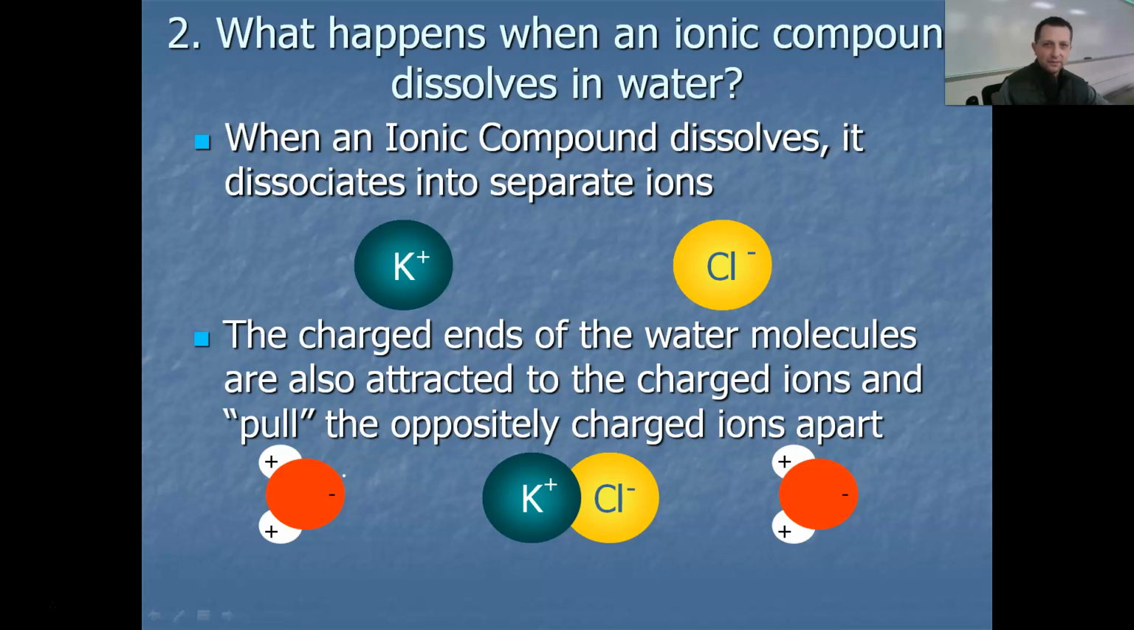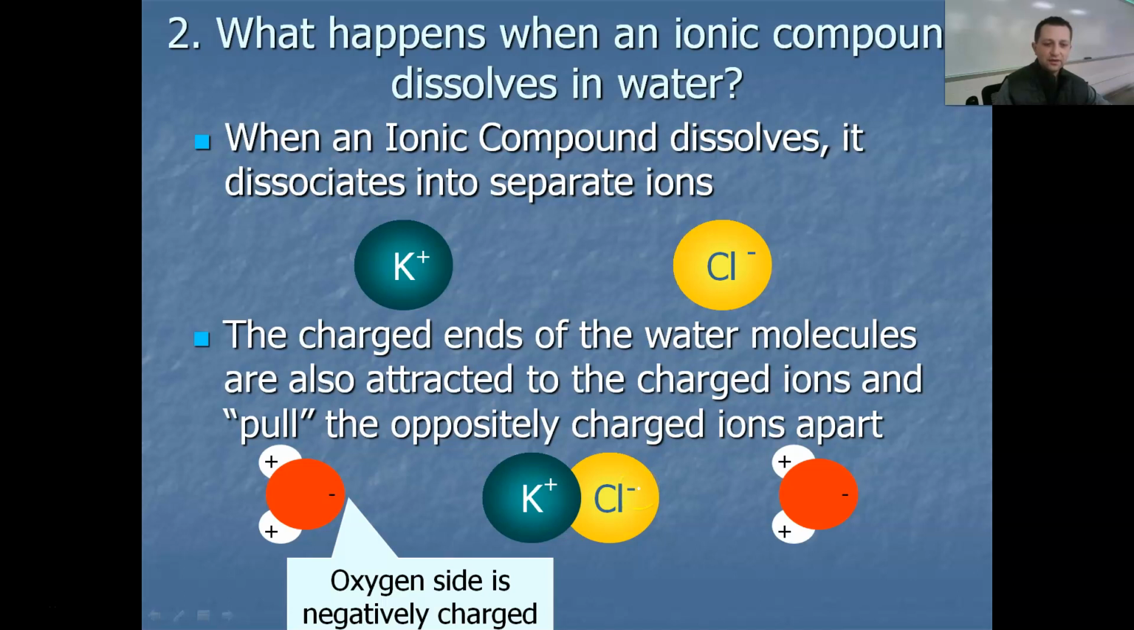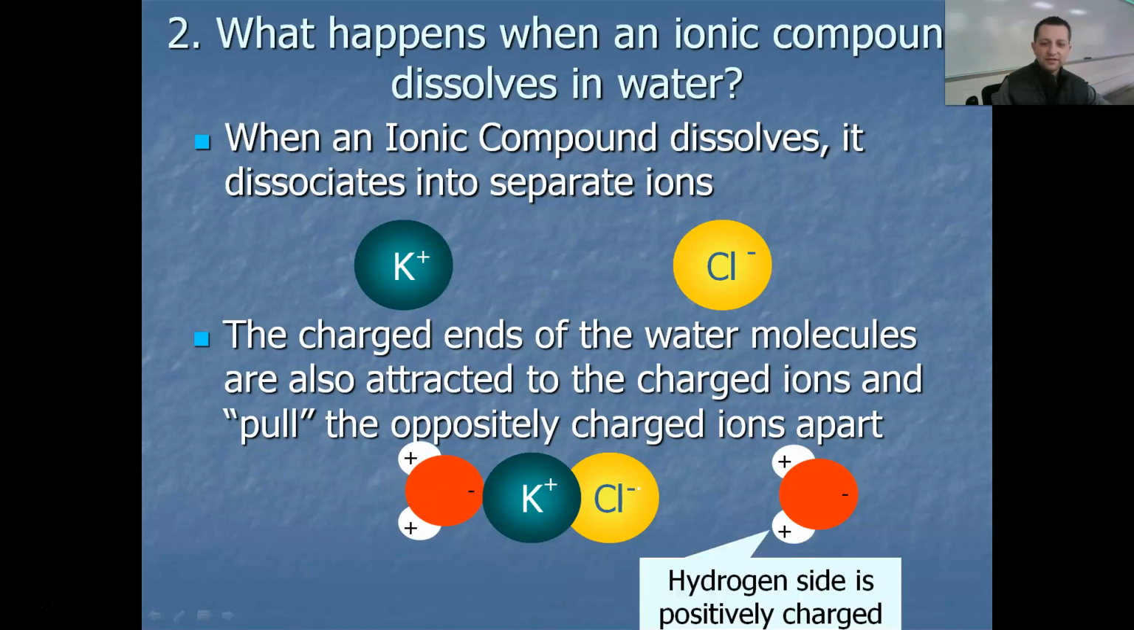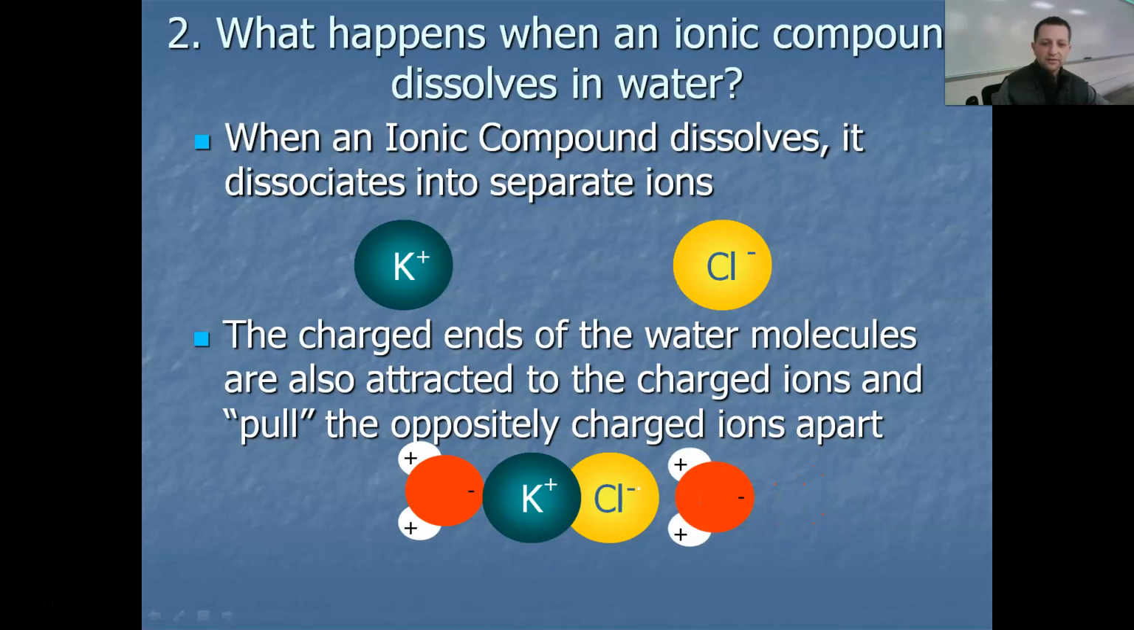So using our rule of opposites attract, the negative end of water, the oxygen, is going to be attracted to the positive ion. And the positive end of water, where your hydrogens are located, is going to be attracted to the negative end of KCl, our negative ion. So let's see what happens there. We have our opposites being attracted. Again, the oxygen side is negative, being attracted to the positive ion in KCl. And we have our hydrogen side of the water molecule being positive, and that's attracted to our chloride.